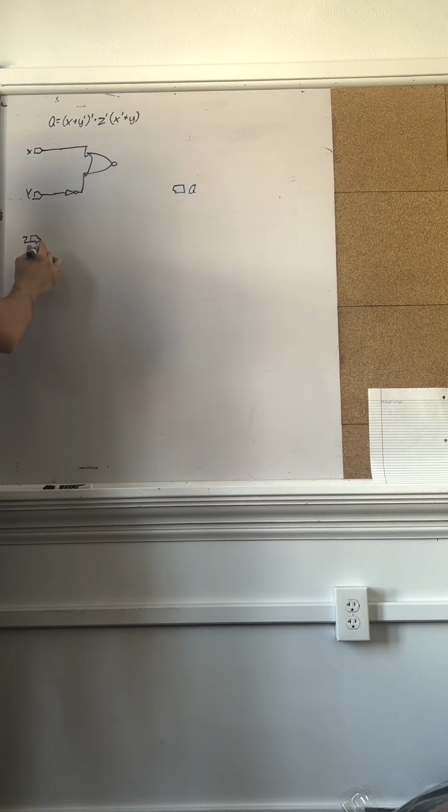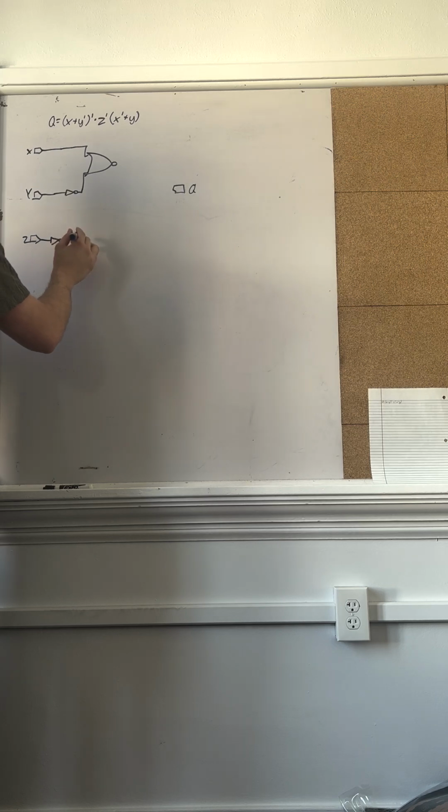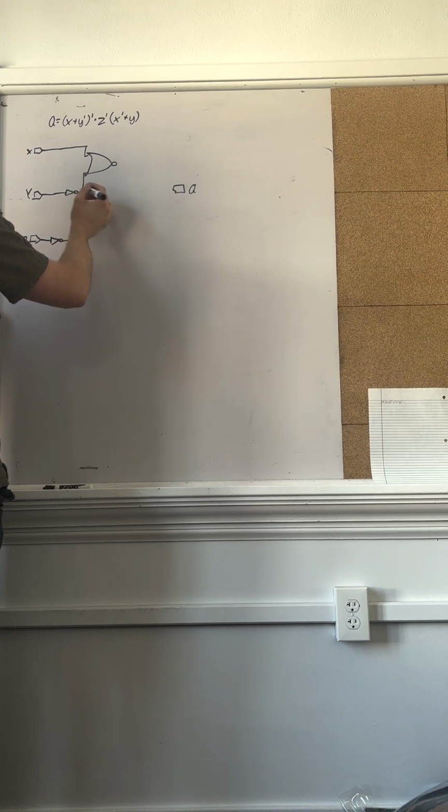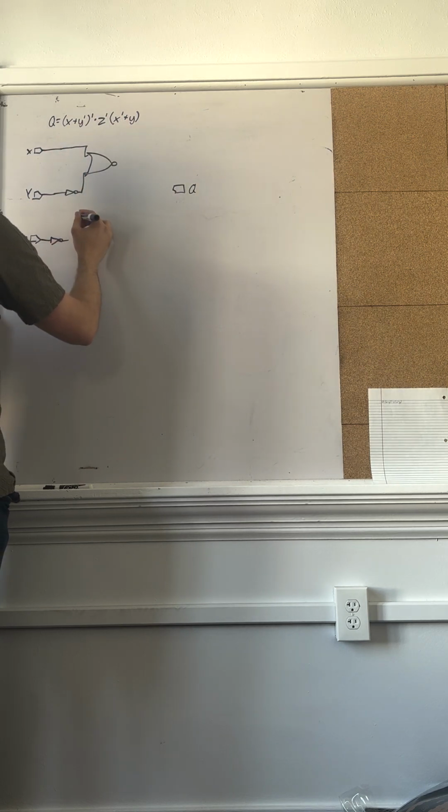And now we're going to move on to the second part, which is going to be z prime. So once again, z is going to go through a NOT gate, my apologies. And then it is also going to go through an AND gate with x prime plus y. But in order to do that, we're going to start by creating another OR gate in order to get that.